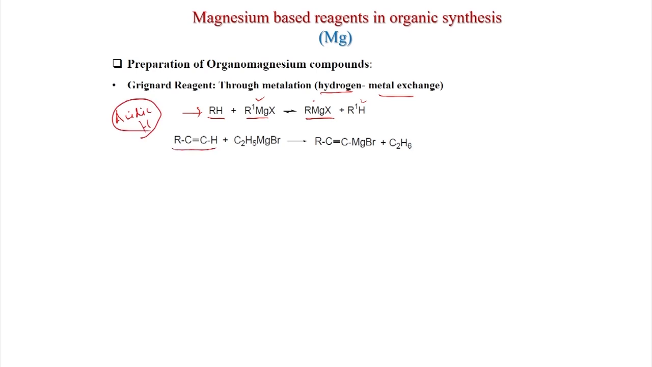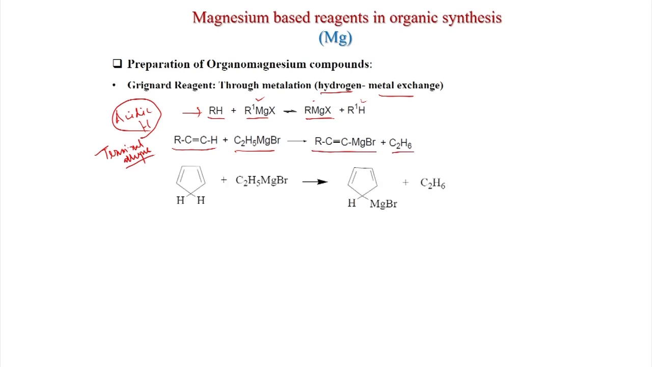Like this one, this alkyne, a terminal alkyne. So when a terminal alkyne reacts with ethyl magnesium bromide, you get the alkynyl magnesium bromide plus ethane. Also cyclopentadiene, we know this is acidic, because the cyclopentadienyl anion is aromatic in nature, so this is very acidic. So when you treat it with ethyl magnesium bromide, you get cyclopentadienyl magnesium bromide plus ethane.